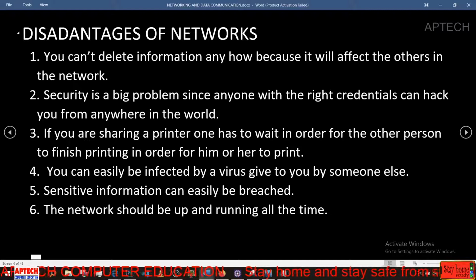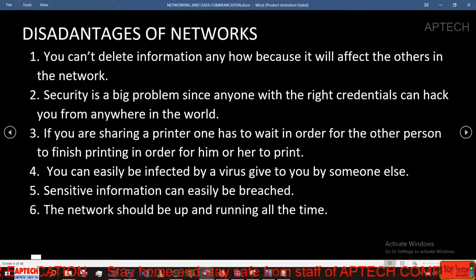So security is a big problem since anyone with the right credentials can hack you from anywhere. I think some time back we heard of Facebook being hacked. We have heard of, I think one time, even Microsoft was hacked. Okay, there's no company which has never been hacked unless it's not serious enough. Otherwise, many companies are being hacked most of the time. So if someone has the right credentials, someone can easily hack you.